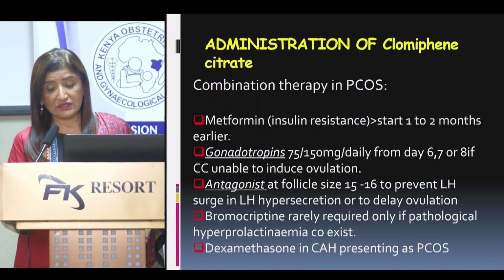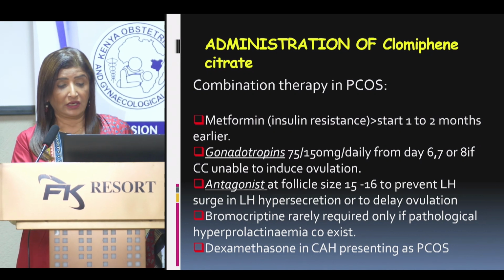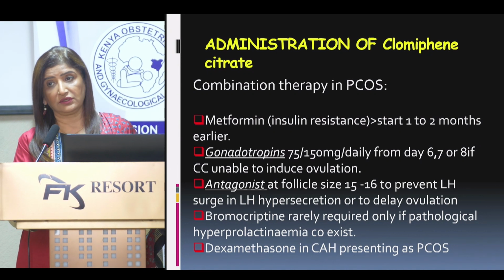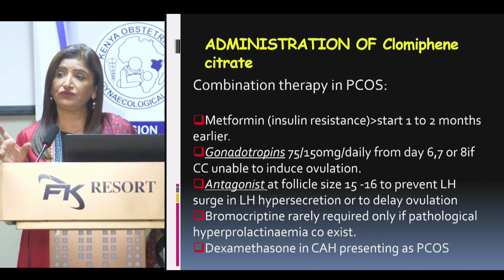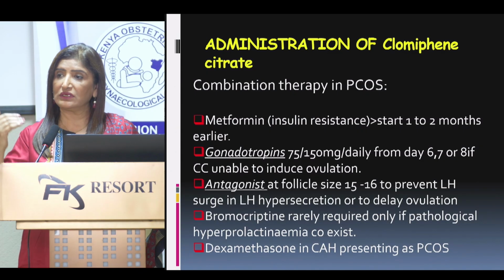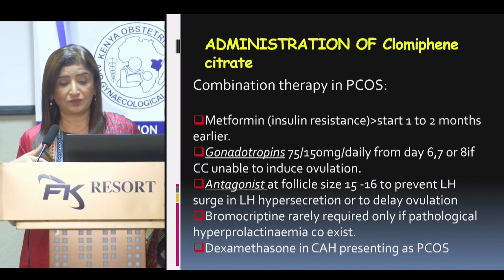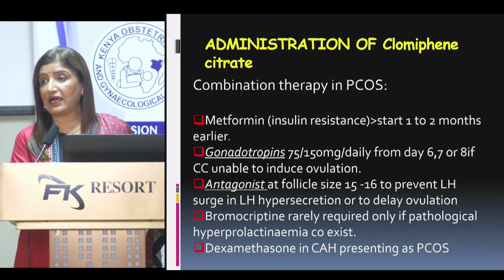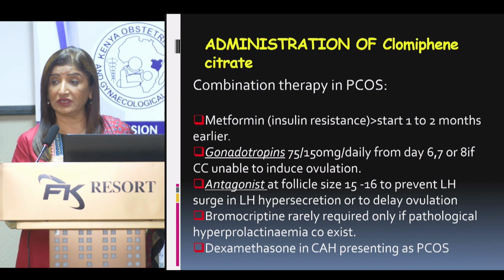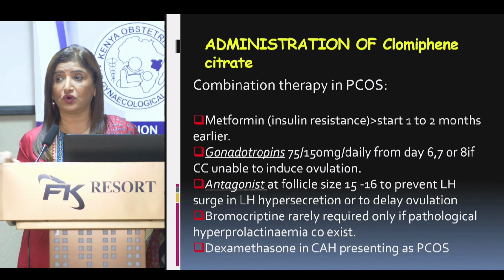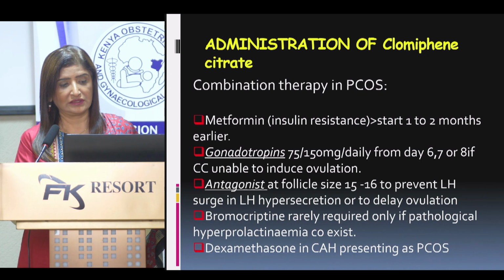And in PCOS, it is always advisable to combine it with metformin and gonadotropins if you are not able to induce ovulation. And if there are 2 or 3 follicles, obviously the E2 levels will rise faster to cause LH surge, and we don't want the premature LH surge. So you can add antagonist when the follicle size is say 14-15 to prevent the LH surge, because we don't want immature oocyte to be released, then obviously you won't get pregnancy.